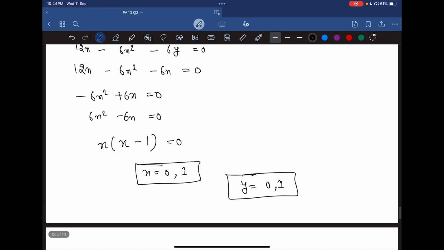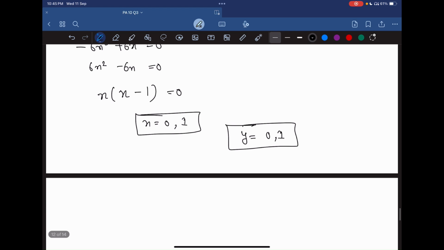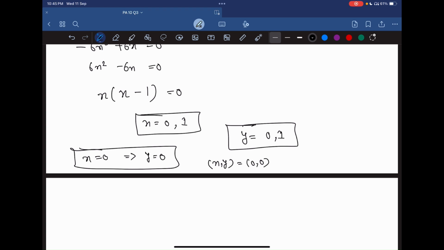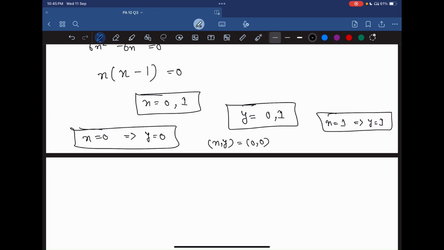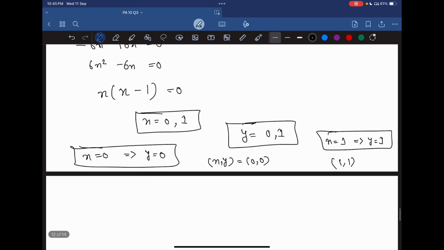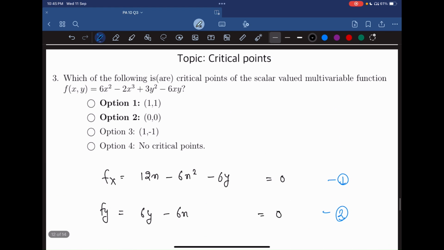So the critical points can be, if x is 0, that means y would also be 0. So this would be one critical point, that is 0 comma 0. And if x is 1, in that case y would also be 1. So this is another pair, 1 comma 1. So option 1 is correct, 2 is correct.